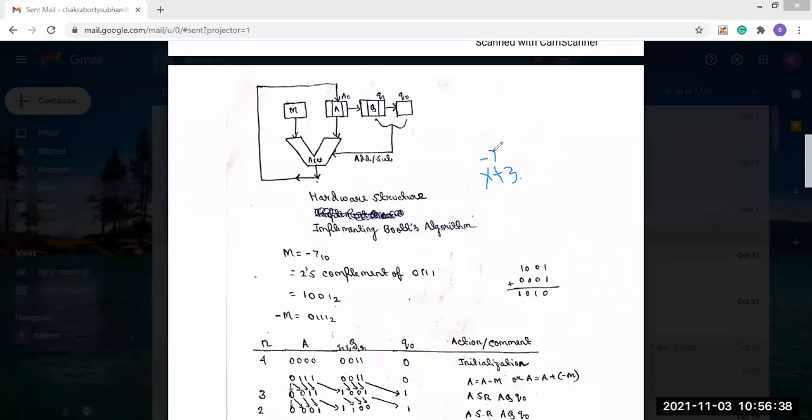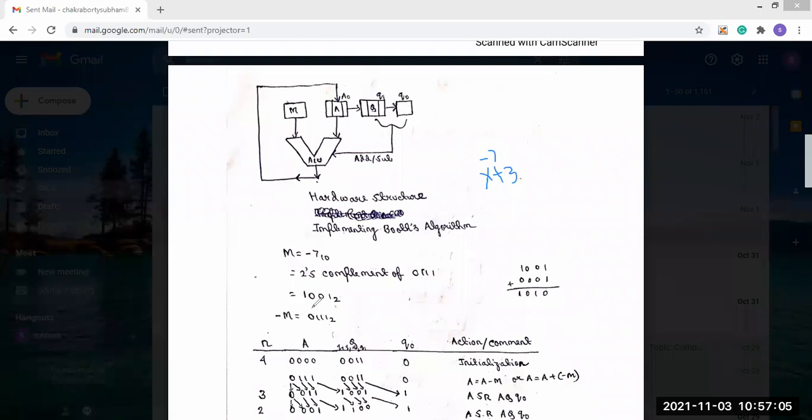So -7: 7 can be represented using 3 bits, and for the minus we have the sign bit. For the sign bit we require another bit. That means to represent -7 we require 4 bits: 3 bits for the magnitude, and 1 bit for the sign. So a total of 4 bits is required.